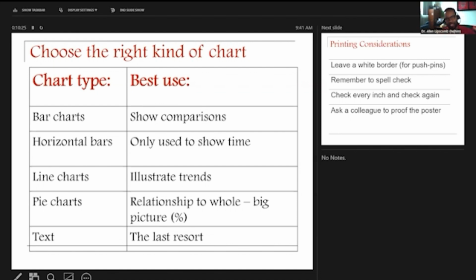Percentages, 50%, 75%. That can be illustrated through a pie chart. And then text. This is the last resort, right? The last resort is to just type it out, right? But I encourage you to try to use charts. Again, it's easy to understand and easy to read, especially if it's a multidisciplinary audience, right?